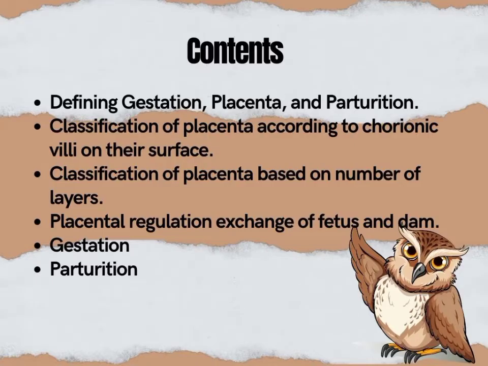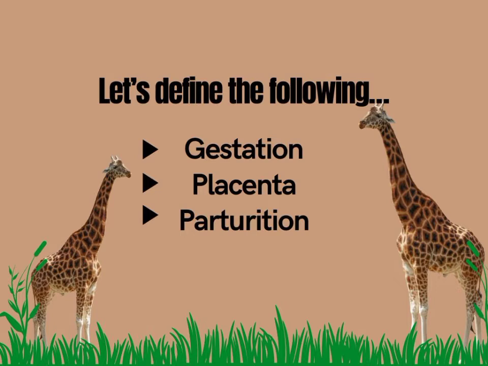The contents of the video are defining gestation, placenta, and parturition, classification of placenta according to chorionic villi on their surface, classification of placenta based on number of layers, placental regulation exchange of fetus and dam, gestation, and parturition. So let us define first what is gestation, placenta, and parturition.